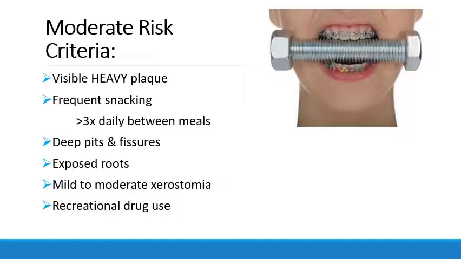So a patient with moderate risk, they obviously have heavy plaque. They admit to frequent snacking in between meals. They have deep pits and fissures without sealants, possibly exposed roots, dry mouth, especially if they admit to you using any kind of drug use. You definitely want to categorize them as moderate risk.